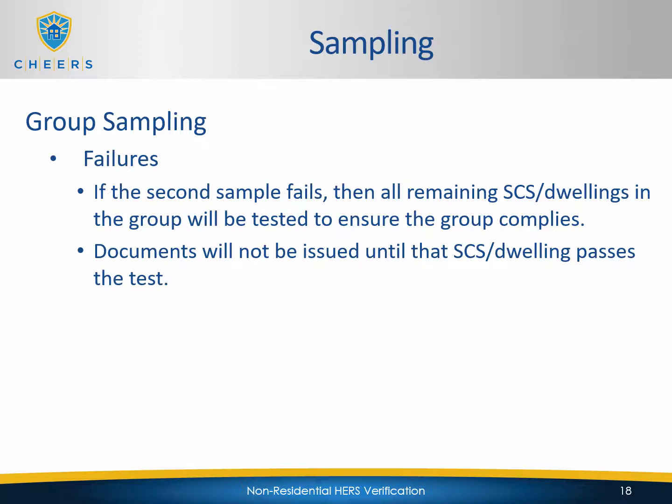So if you're unsure, these rules are all built into the registry. At any time, if you enter a failure, the system will automatically require you to randomly select an additional site or system for retesting. And if you have two failures, then it will then require you to perform 100% testing on all of those sites that were in that sample group.